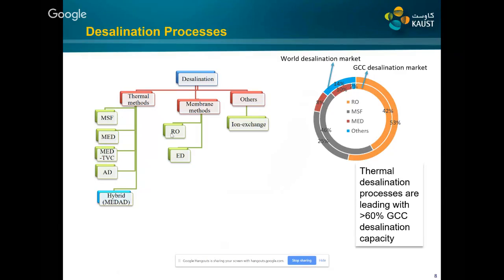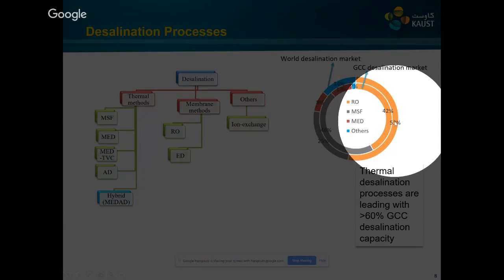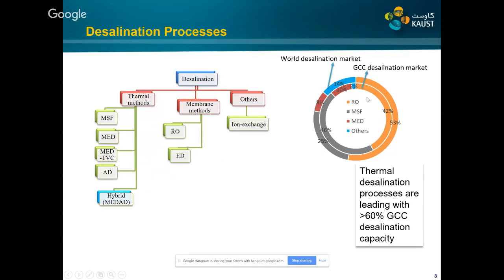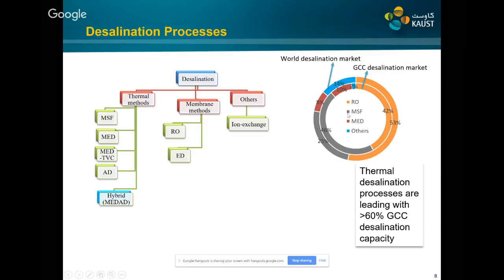If we look at the installations in the world, RO processes are dominating with 53%. The reason is that in the world, mostly the processes are installed on brackish water, and RO is good for brackish water. But in GCC countries, where mostly the installations are on seawater, the thermal process covers the highest market, more than 60%, because thermal processes are very reliable in the conditions of the Arabian Gulf.